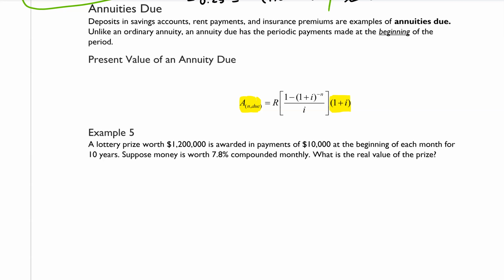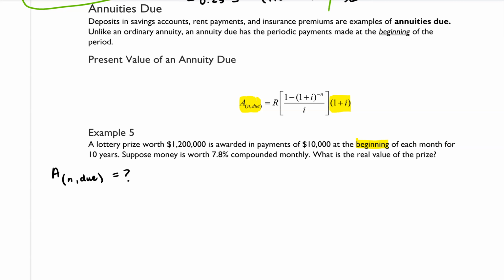Example 5 says, a lottery prize worth $1.2 million is awarded in payments of $10,000 at the beginning, notice it says beginning, of each month for 10 years. Suppose money is worth 7.8% compounded monthly. What is the real value of the prize? So we are solving for the present value of the annuity due.